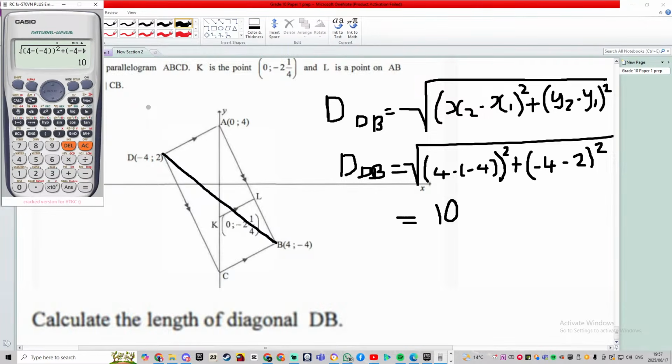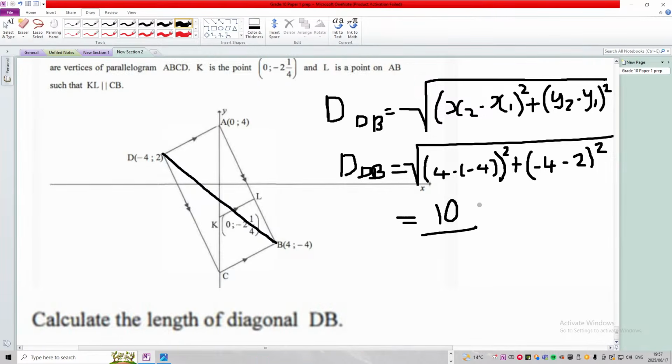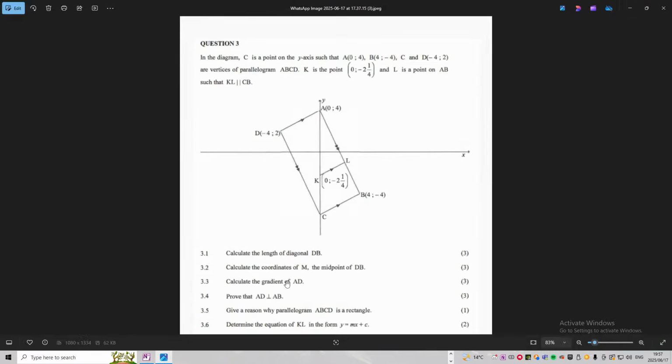It is wrong. No, it's right. It is equal to 10 units. Okay, next question.